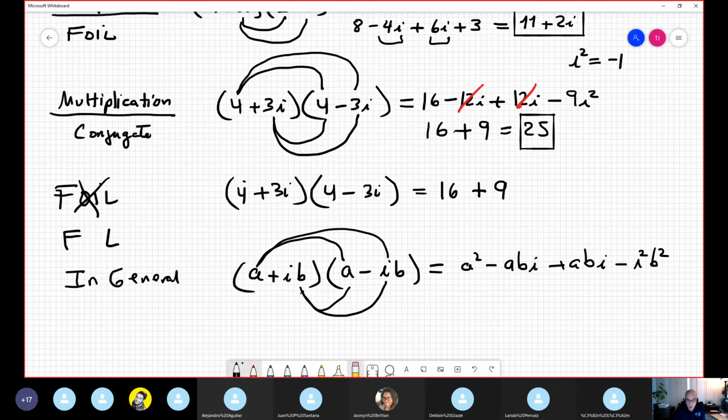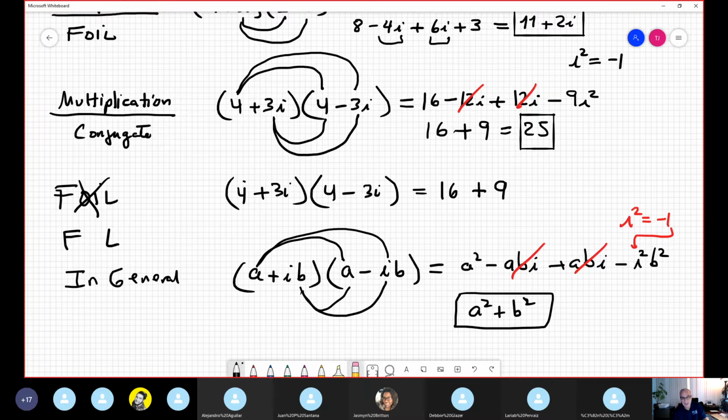So it always happens, I guarantee you 100%. This cancels out, the answer is real. And remember, i squared is negative 1. When you replace here, double negative becomes positive, and my final answer is a squared plus b squared. Done. Real, and multiplication first and last. First, last. And what happened with the negative? What happened with the i? I don't care. Don't change the answer.